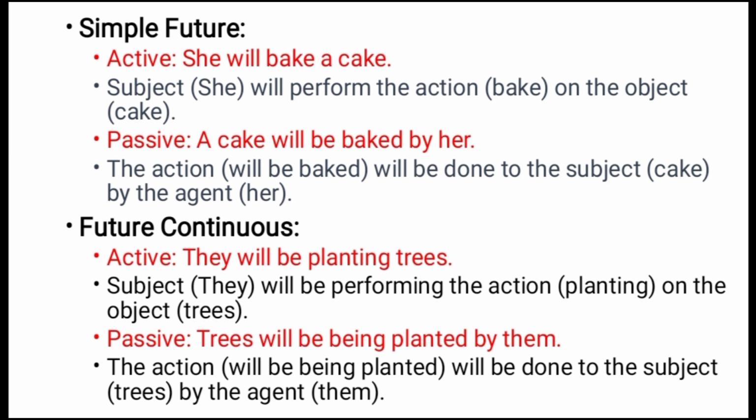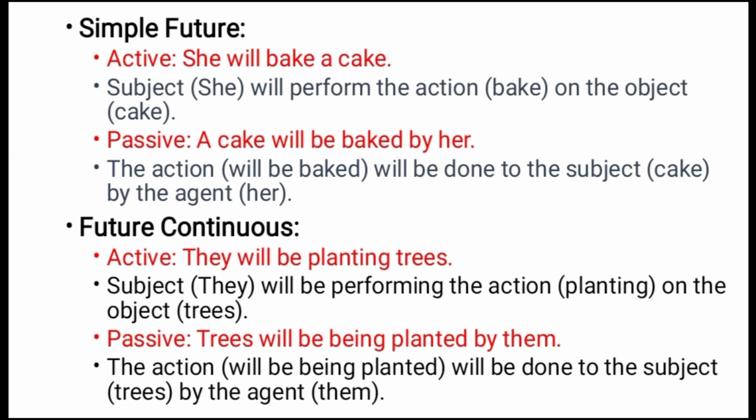Its next part is future continuous tense. The example of future continuous tense is: they will be planting trees. The subject they will be converted to the object them, and trees, which is the object, will be converted to the subject. Will be helping verb will be used, and the third form of plant will be used, which is planted, and being, which shows the continuity, will also be used here.